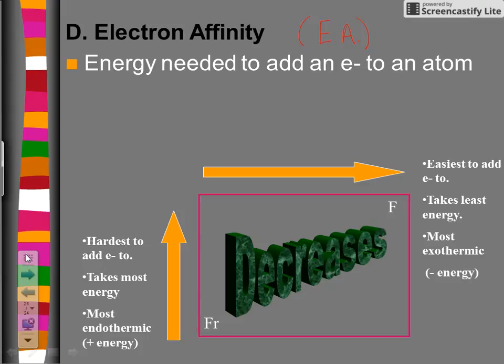All right, so that's our lesson on the 4 trends: size, electron affinity, ionization energy, and electronegativity. Hopefully that will help you with your homework.